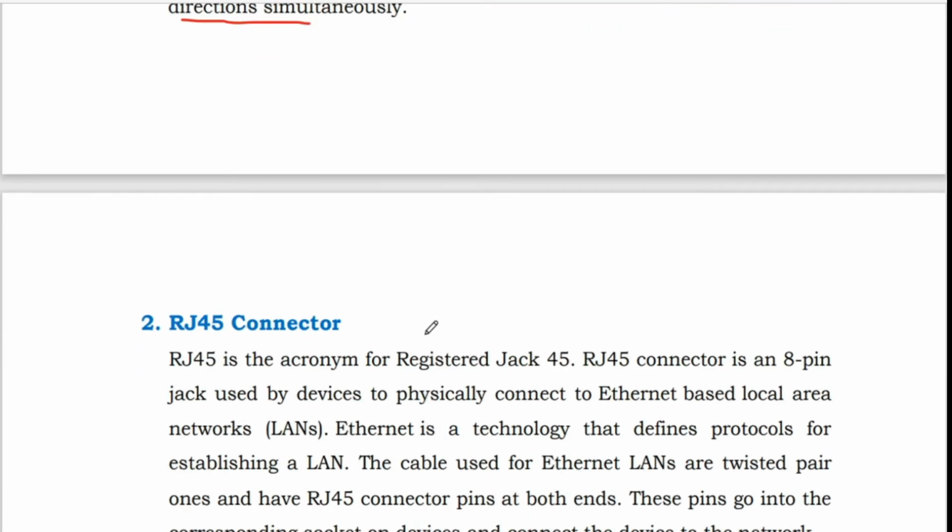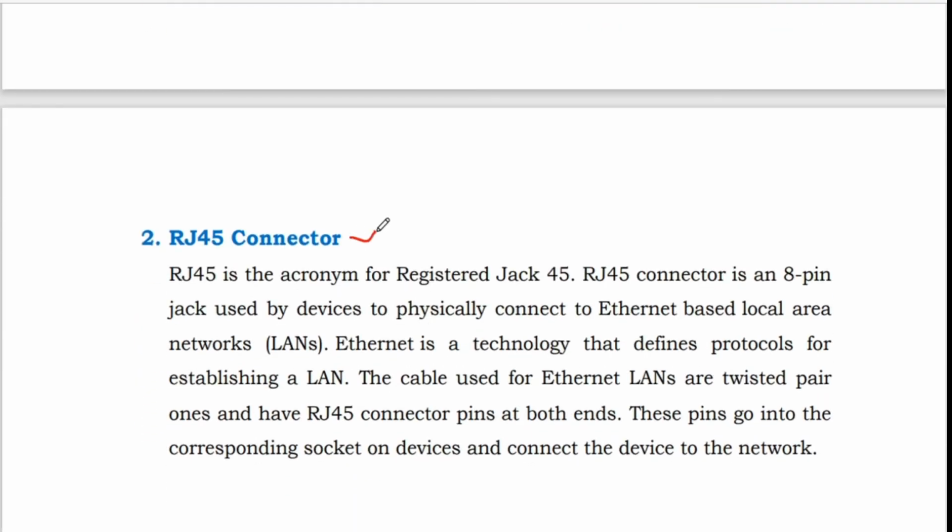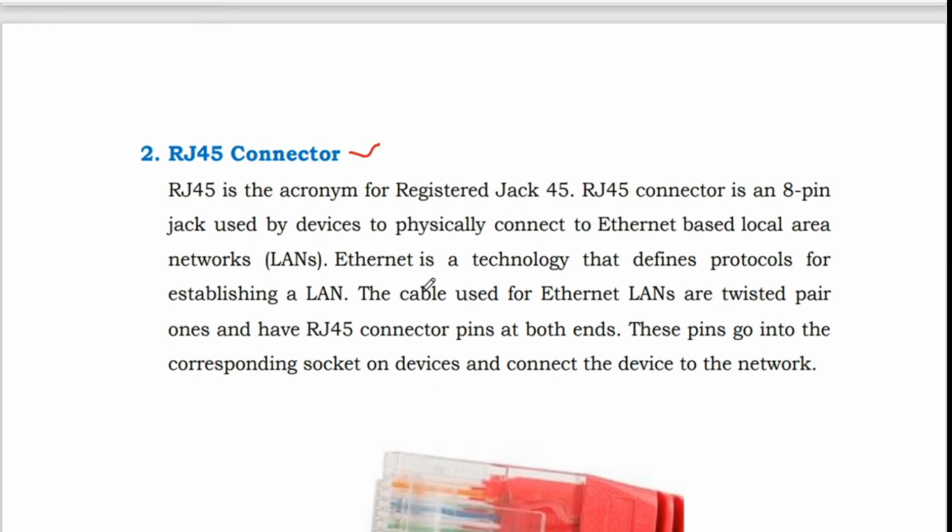So the next important device used in networking is your RJ45 connector. So basically, what is an RJ45 connector? RJ45 is an acronym for Registered Jack 45. An RJ45 connector is an 8-pin jack used by devices to physically connect to an Ethernet based local area network.